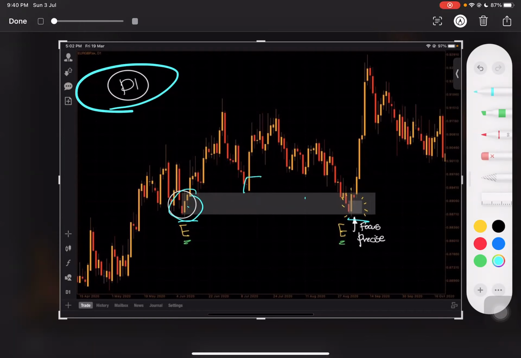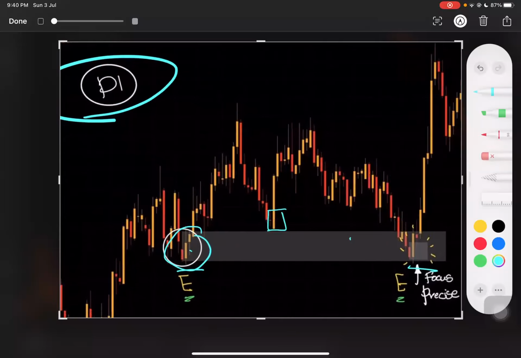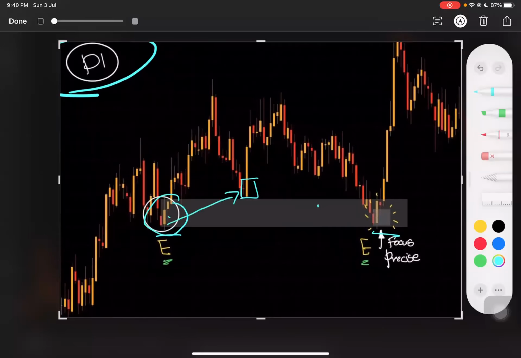Engulfing by. Also, this one is engulfing by. This one. Then you say, oh, this is my setup. Engulf to engulf by. No, it's not. You see? It's not parallel. It's not side by side.